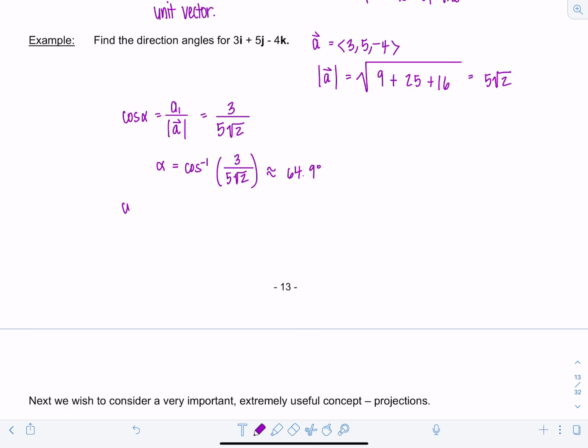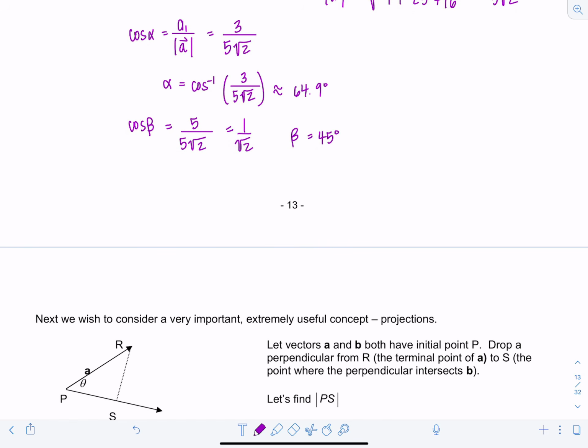And then similarly, cosine beta would be 5 over 5 root 2, which is 1 over root 2. And don't you dare reach for your calculator. You should know that means beta is equal to 45 degrees. And then lastly, cosine gamma is negative 4 over 5 root 2. So that means gamma is, you can grab your calculator now, cosine inverse of negative 4 over 5 root 2, which is about 124.4 degrees. Okay, there they all are.